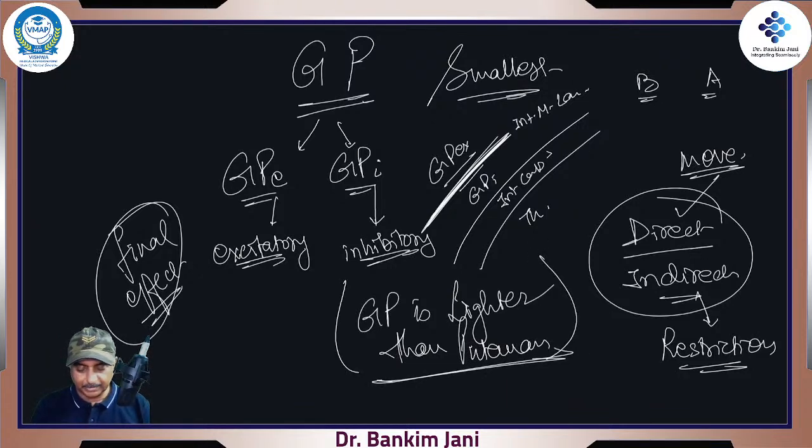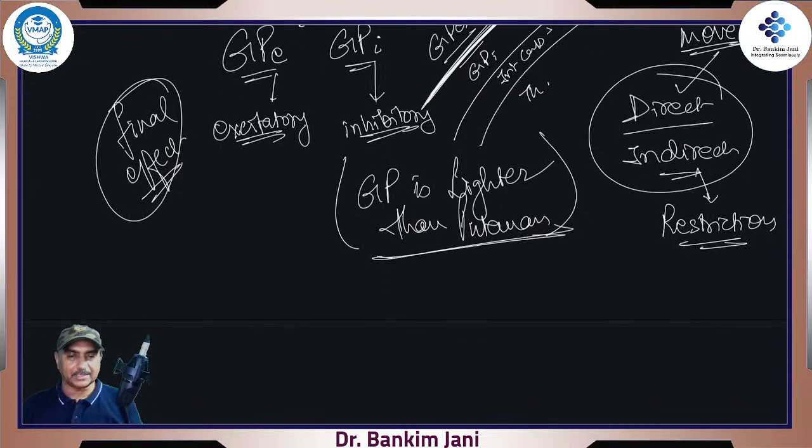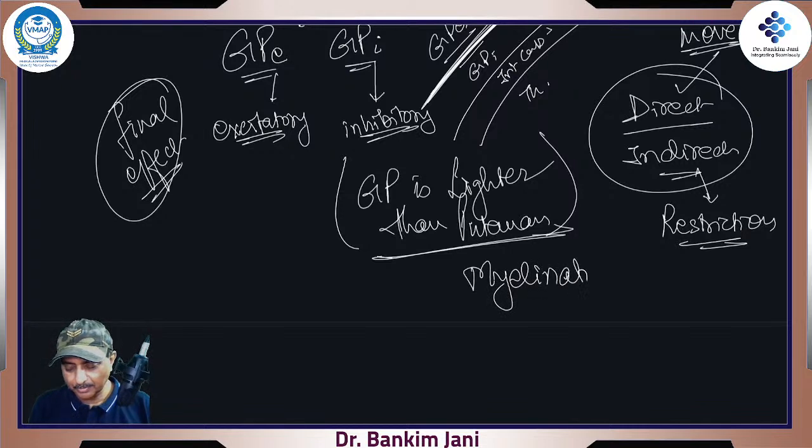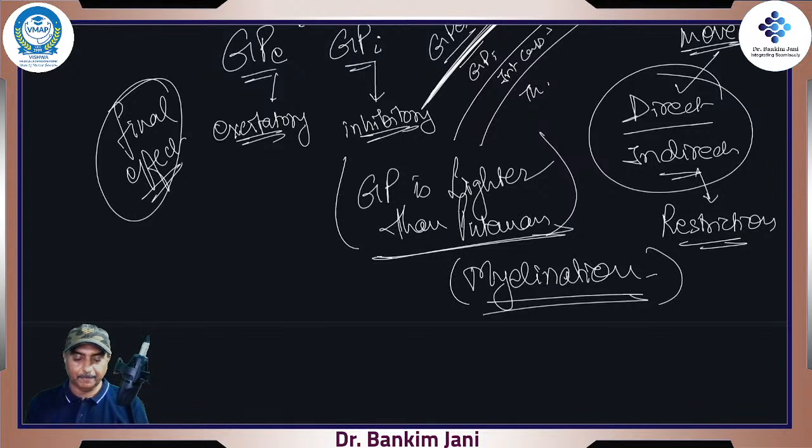So what could be the reason? Because this is brain, so myelination. You'll find that the fibers of globus pallidus are myelinated. And when it is myelinated, that means it would be white or whitish, relatively white. So that's a very simple point to understand.